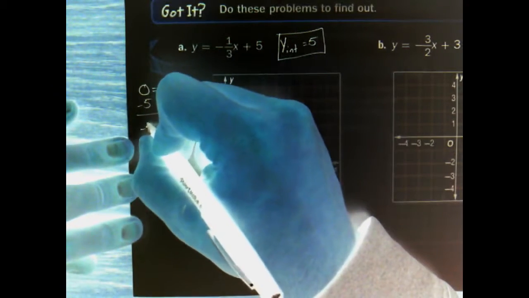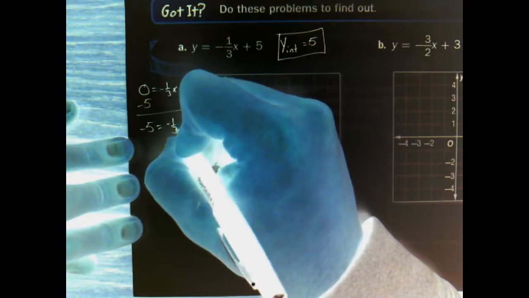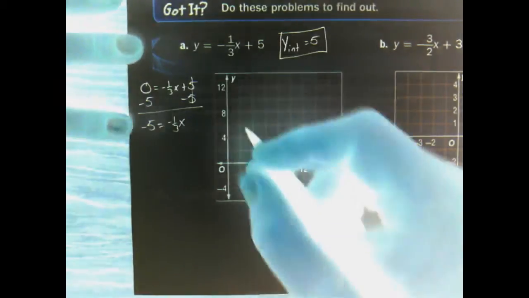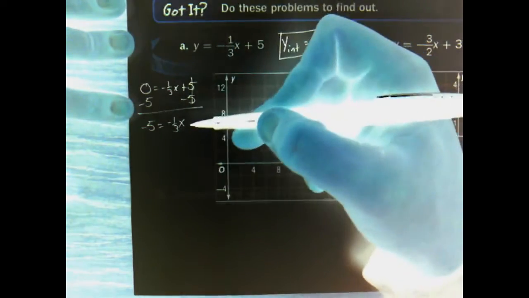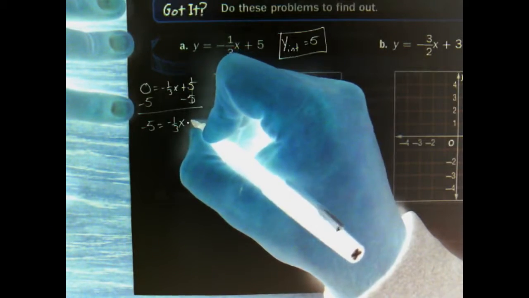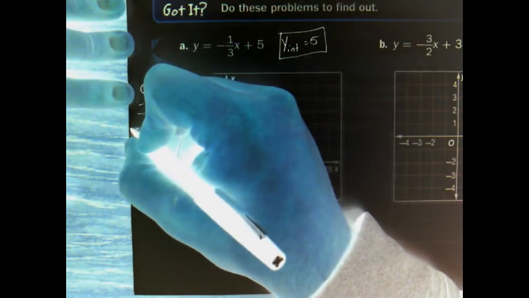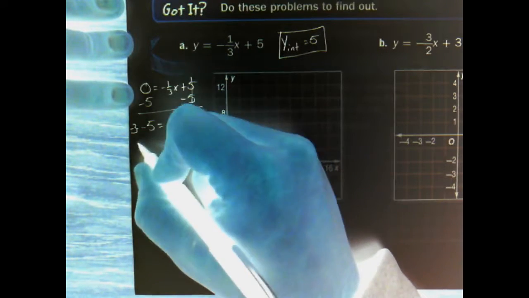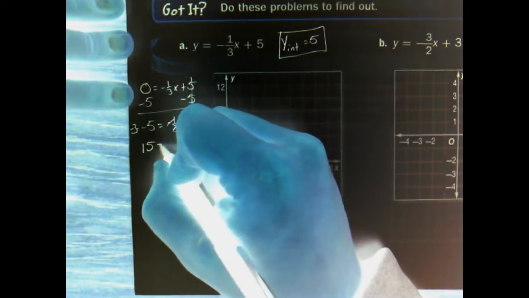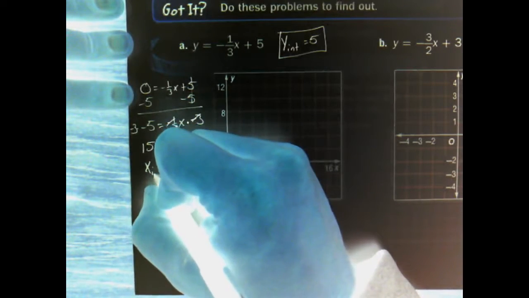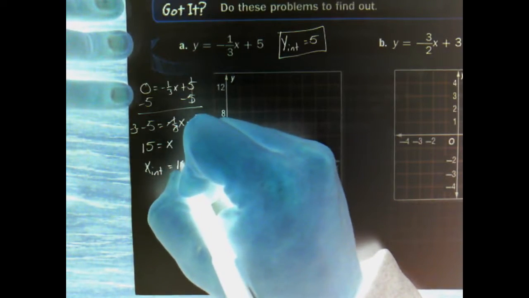I get negative 5 is equal to negative 1/3 x. Now, in order to get rid of a fraction that is attached to my variable, I need to multiply by the reciprocal. Well, the reciprocal of negative 1/3 is negative 3 over 1, which is just negative 3. So I multiply both sides by negative 3. This cancels. I'm left with 15 is equal to x. So that tells me my x-intercept is 15.